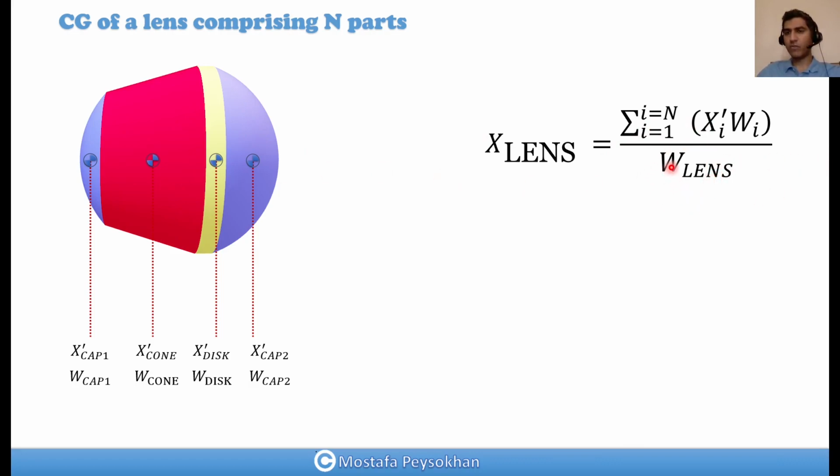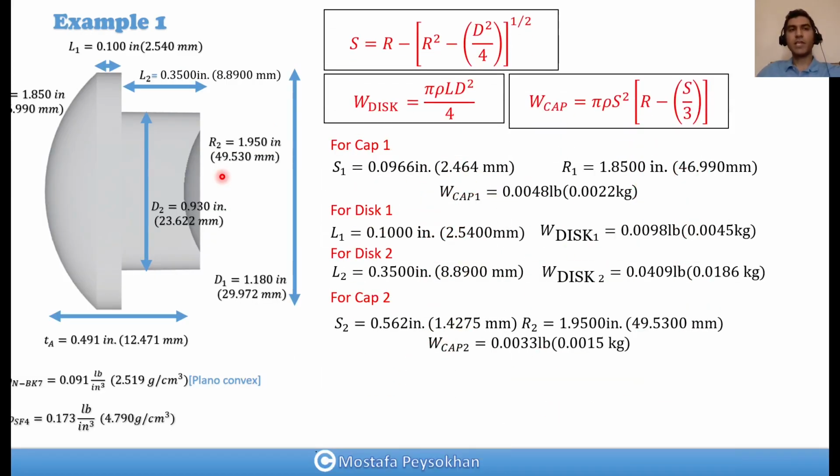For the total weight of the lens, we can say it's equal to the sum of wi, because we just add them up together. So now let's look at an example. For example, in this scenario, we have a very complicated lens.